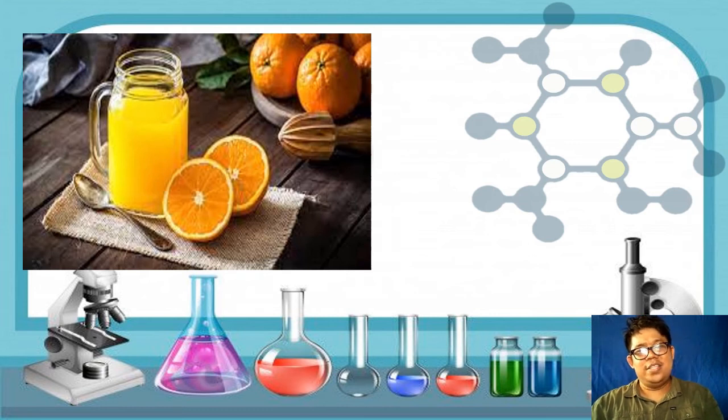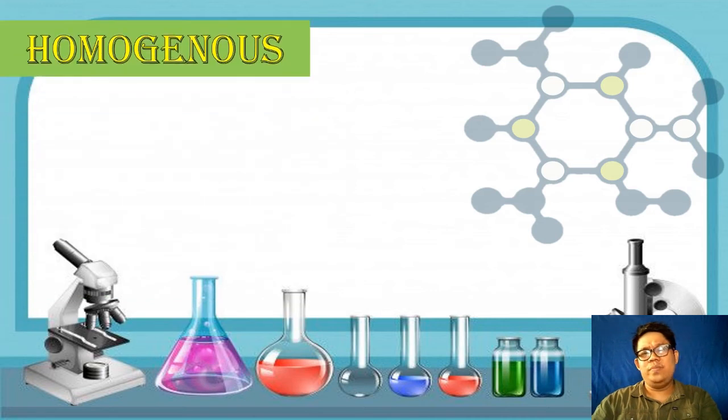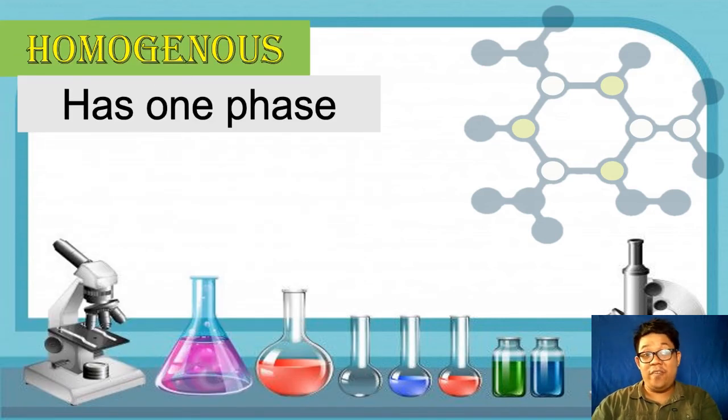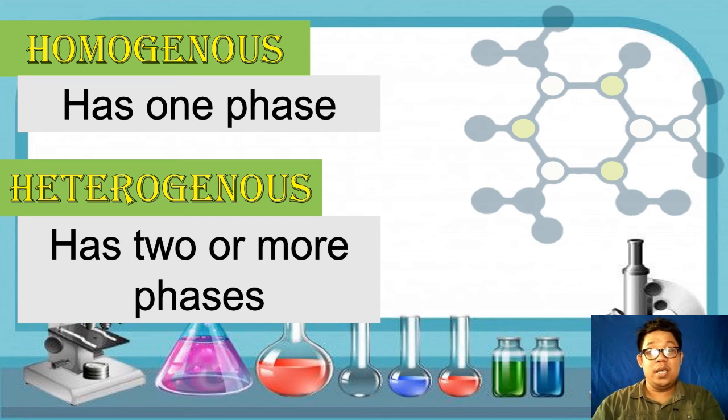We have the orange juice. It is a combination of orange and water. So they are now uniform throughout the mixture. We cannot physically separate them one by one. To sum it up, when we say homogeneous mixture, it has one phase because it is uniform throughout the mixture and we cannot physically separate them. And when we say heterogeneous mixture, it has two or more phases because we can physically separate them one by one.